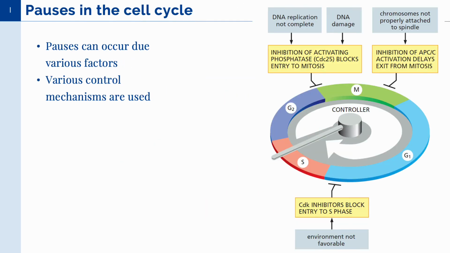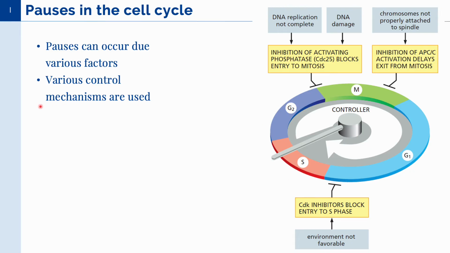Now, the different methods that were used by the cell to regulate the cyclin-CDK activity can be used to create pauses in the cell cycle at the certain checkpoints, which we discussed earlier. These pauses can occur due to a variety of factors. For example, if the DNA replication was not complete, or if there's DNA damage, or maybe the chromosomes did not properly attach to the mitotic spindle, or if the environment is not really favorable for cell growth, then the cell can pause the cell cycle by inactivating the cyclin-CDK complexes.